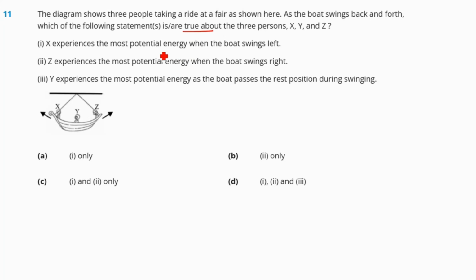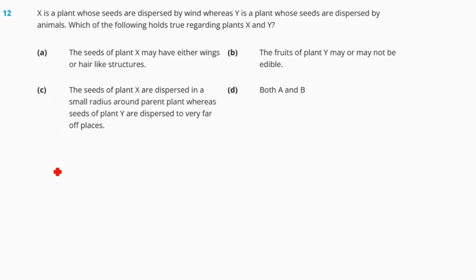X experiences the most potential energy when the boat swings left, correct? Z experiences the most potential energy when the boat swings right. This is just the opposite of the first statement. This is also correct. Y experiences the most potential energy as the boat passes the rest position during swinging. No, this is wrong. So our correct answer is option number 1 and 2. That means C, right? Question number 12.